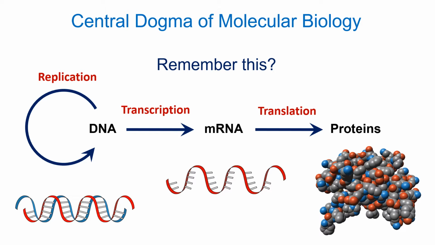And remember that the genetic code is universal. So the code that viruses are using is the same as the code that your cells are using. And that allows a virus to trick your cells.